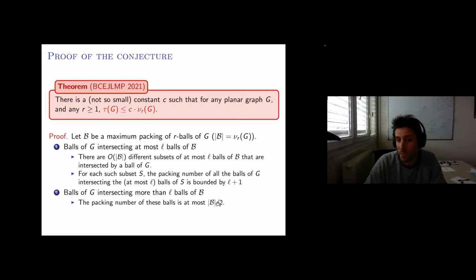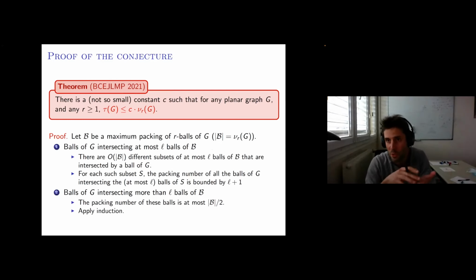So the packing number is at most b divided by 2, and if you apply induction, you have a transversal for all these balls that has size half of this bound. And combining these two things, you have a packing of linear size. All right, I'm sorry if this goes a bit fast, but I'm just saying the intuition. You start by finding a transversal for balls that intersect few balls of the packing, and then you try to intersect balls that intersect many balls of the packing, and here you apply induction. And actually, at the end, it's just maybe a 1.5 page proof.